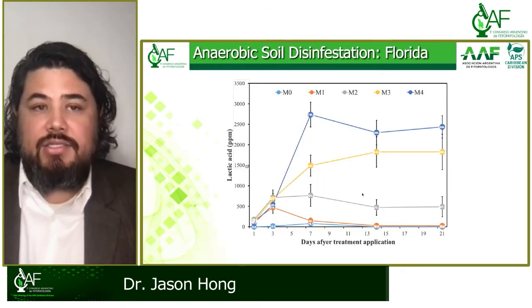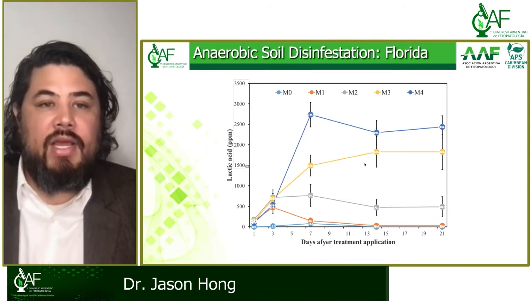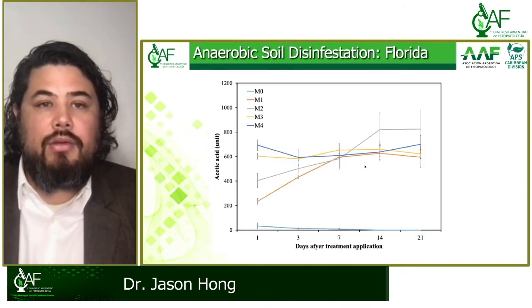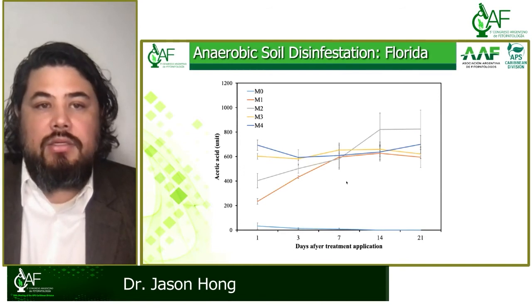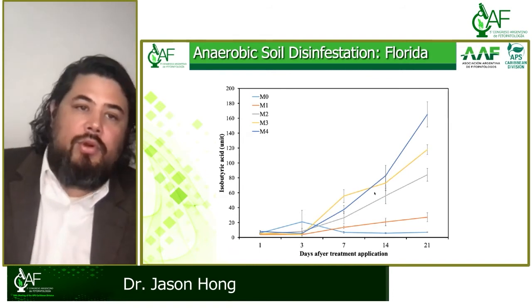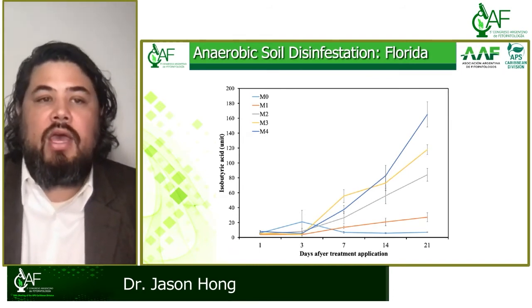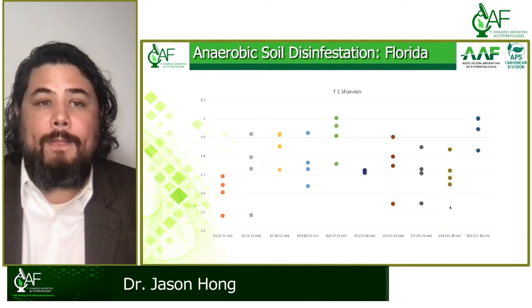This is lactic acid, and it maintained throughout. And again, this shows that the more carbon source, the greater the amount of the different acids that were being created. Acetic acid, propionic acid, isobutyric acid, which was more predominant at day 21.